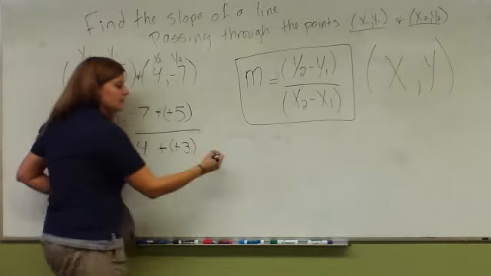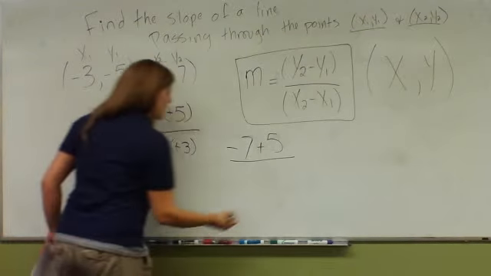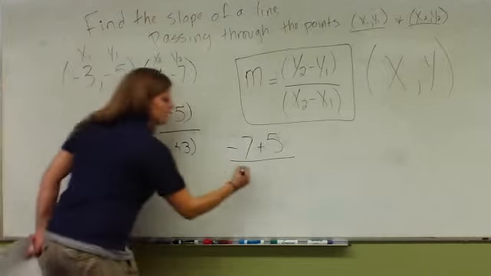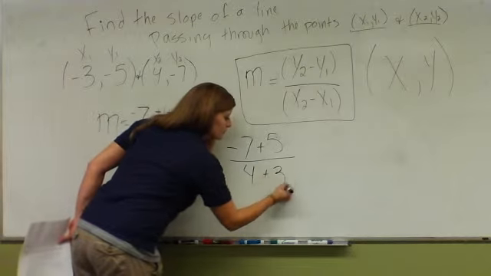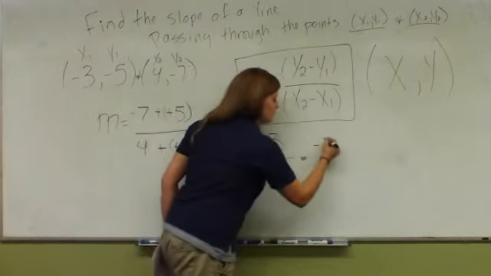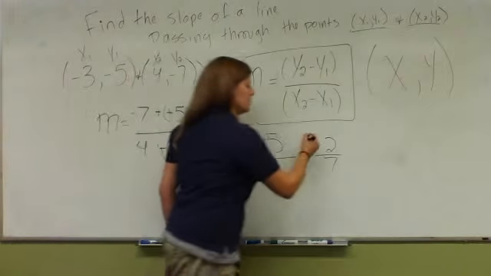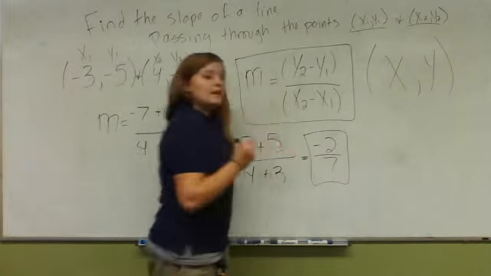So I can even rewrite this if I want. It's negative 7 plus 5 divided by 4 plus 3 equals. What is negative 7 plus negative 5? Negative 2 over 7. Can I reduce this at all? No. Done. That is the answer to that question.